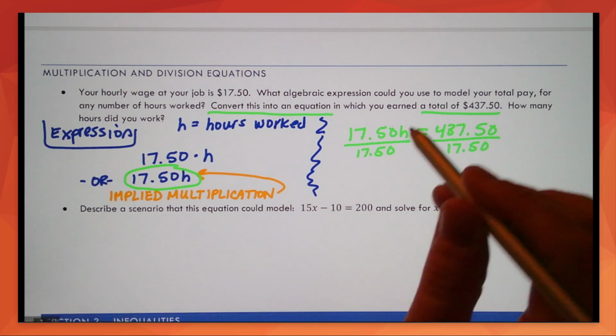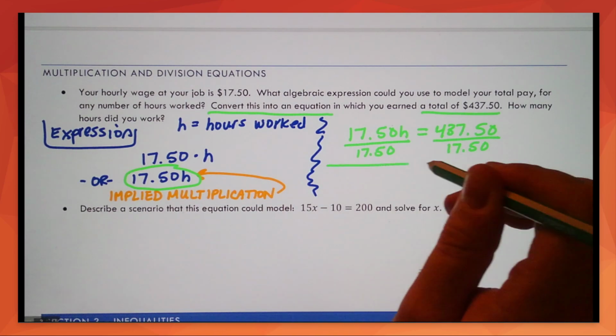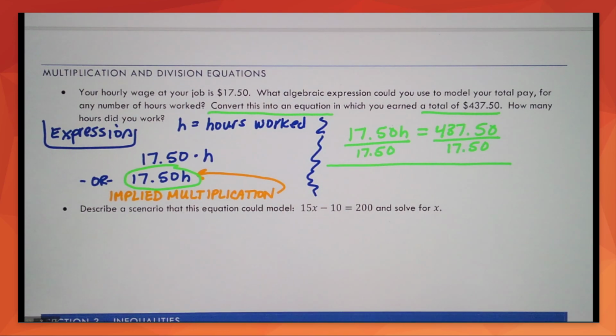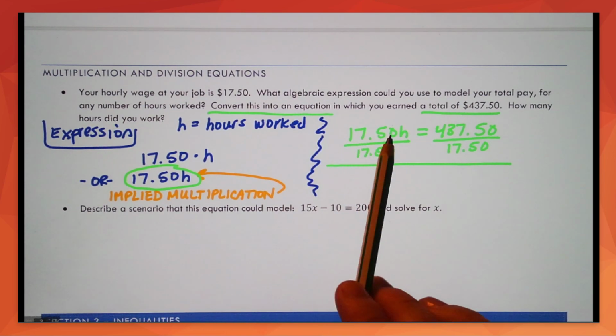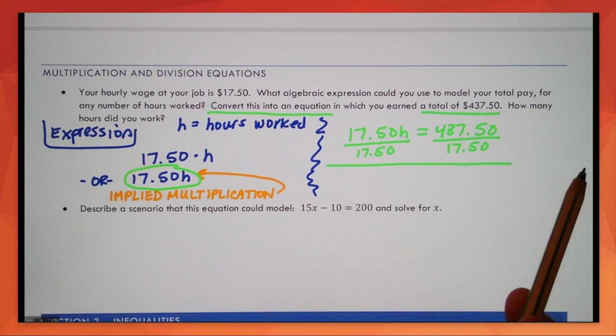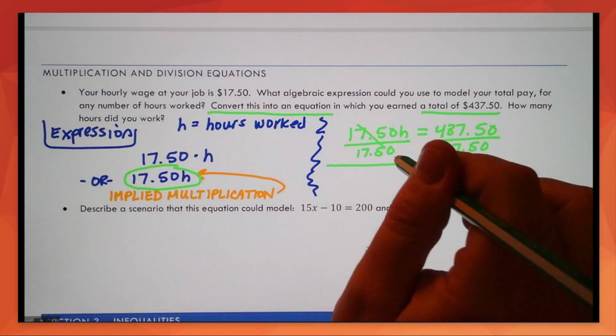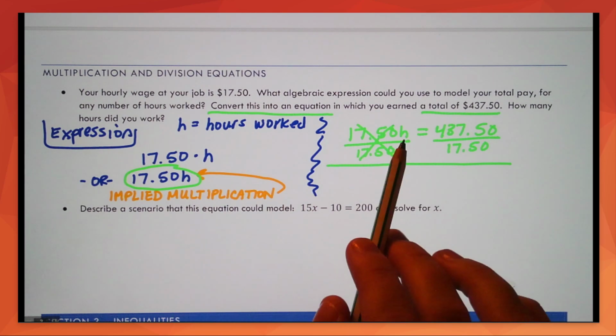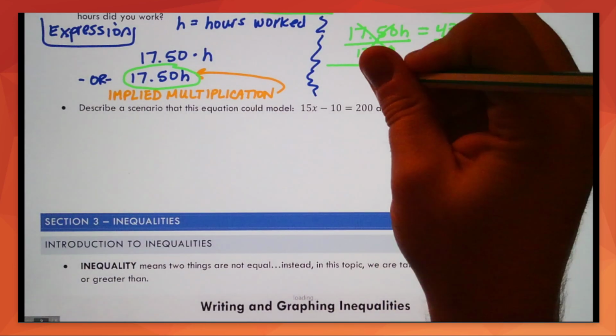So once I do that, I'm going to draw this big line here because now I'm on my next step. Let's talk about what cancels out. Well, 1750 divided by 1750 is 1. It's itself, so this goes away. And all I have left here is h.